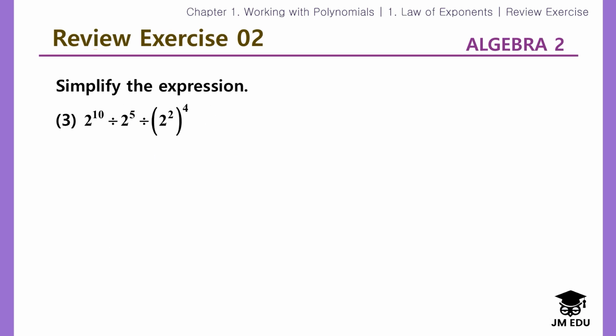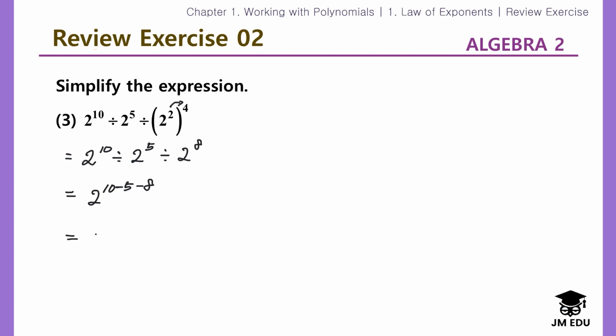Number 3, we have 2 to the power of 10 divided by 2 to the power of 5 divided by 2 squared to the power of 4. That's 2 times 4, 2 to the power of 8, right? So they are divisions. So what we have to do is subtract 5 and 8 from 10. So 10 minus 5 minus 8.